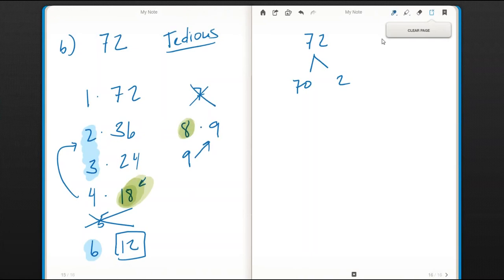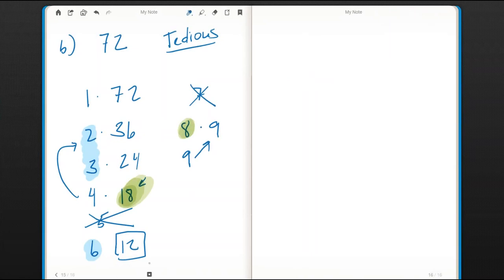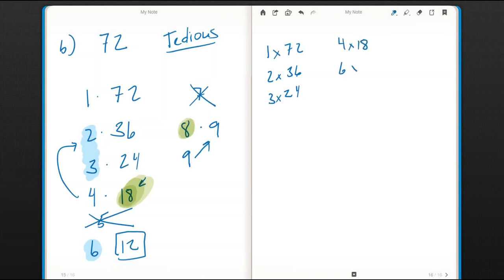So all of this could be done on scratch paper. All of it could be looked at that way. When you are finally finished, they showed you the format to write the answers. You're just going to say 1 times 72, 2 times 36, 3 times 24, 4 times 18, 6 times 12, 8 times 9. All of these give you 72. Again, it's a bit tedious.